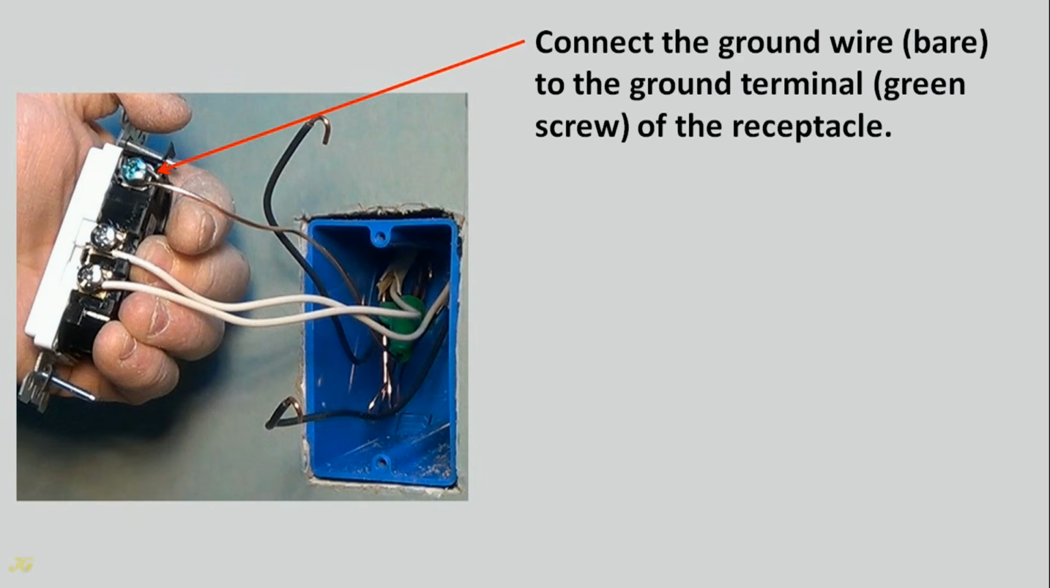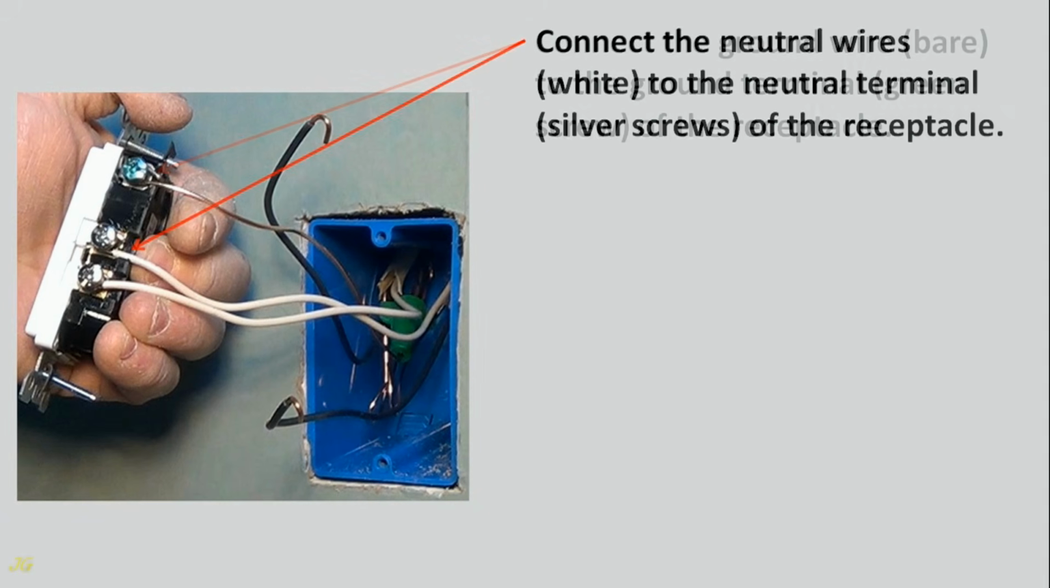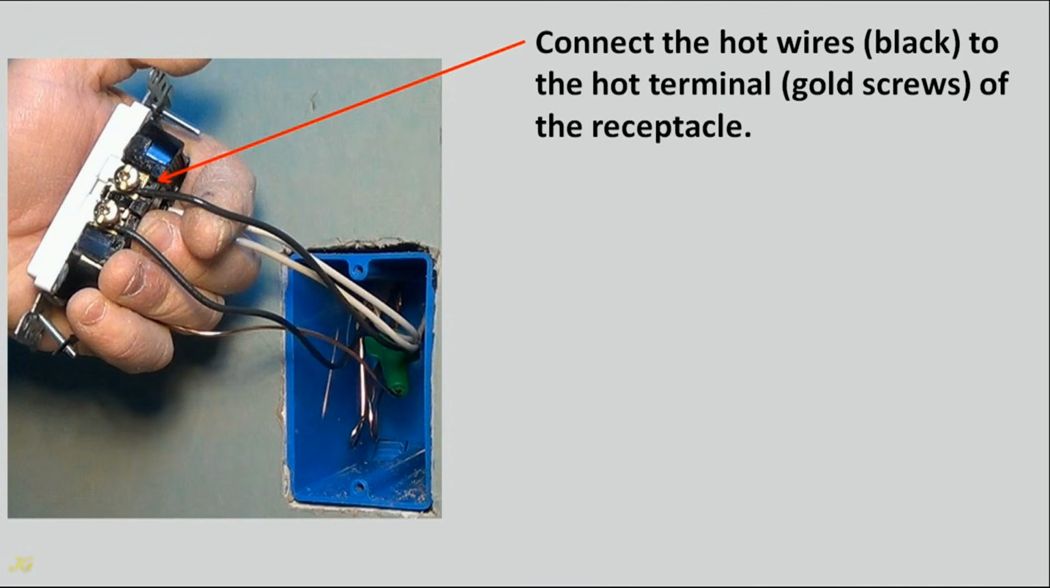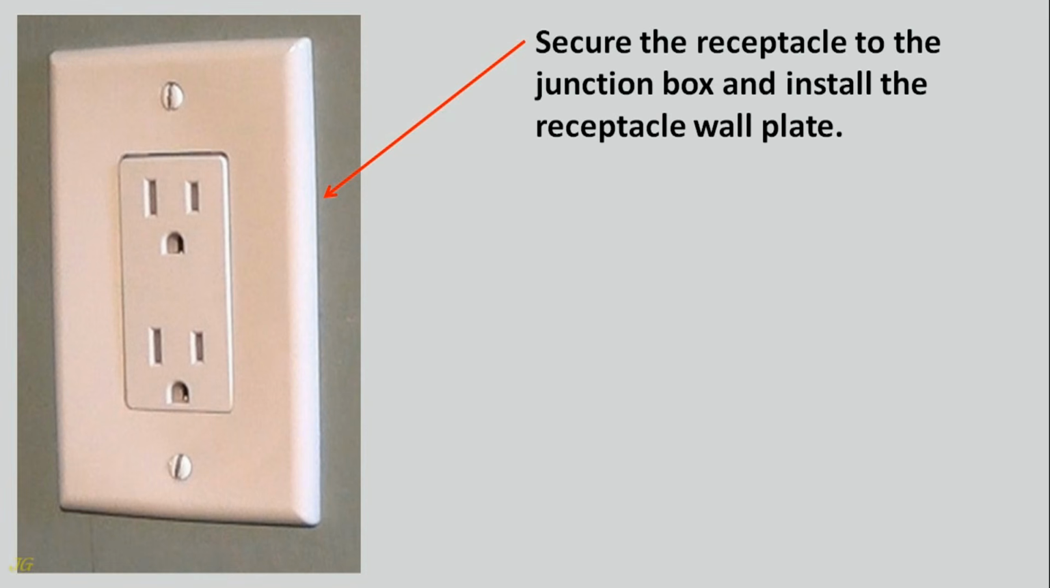Connect the ground wire, bare, to the ground terminal, green screw, of the receptacle. Connect the neutral wires, white, to the neutral terminal, silver screws, of the receptacle. Connect the hot wires, black, to the hot terminal, gold screws, of the receptacle. Secure the receptacle to the junction box and install the receptacle wall plate.